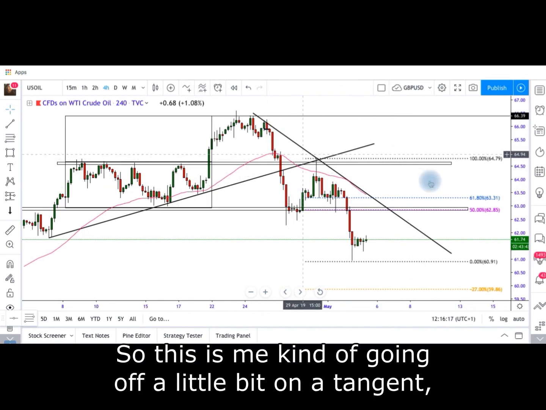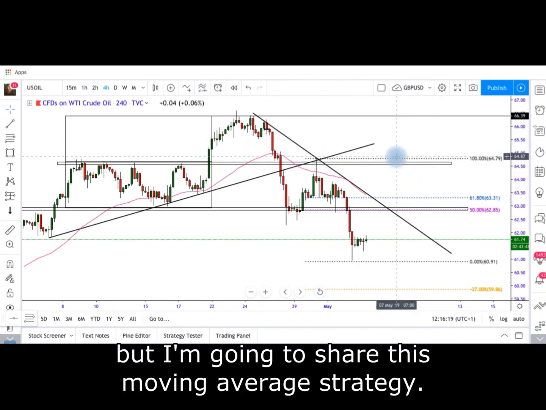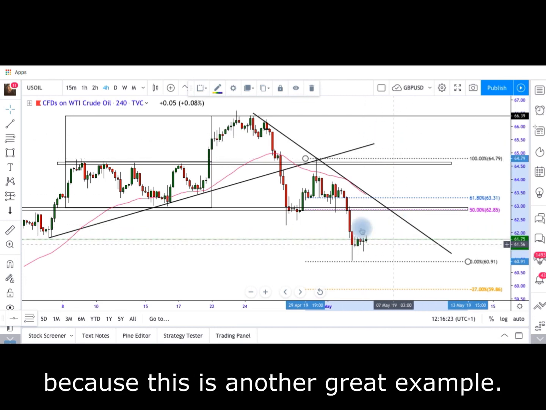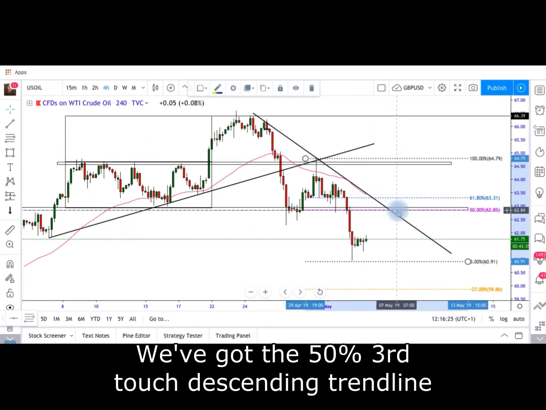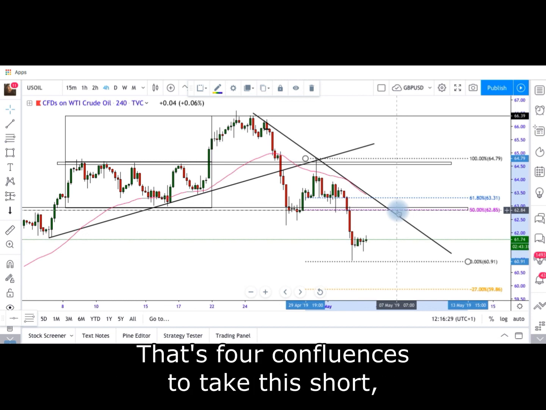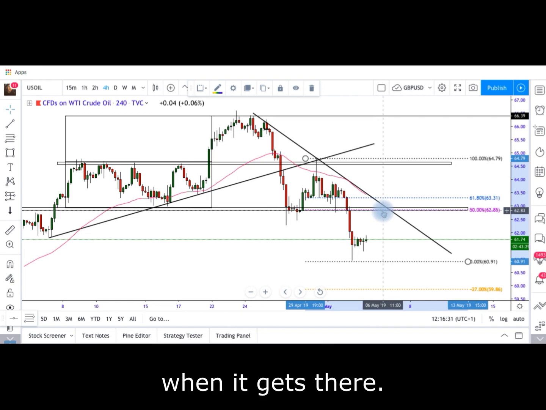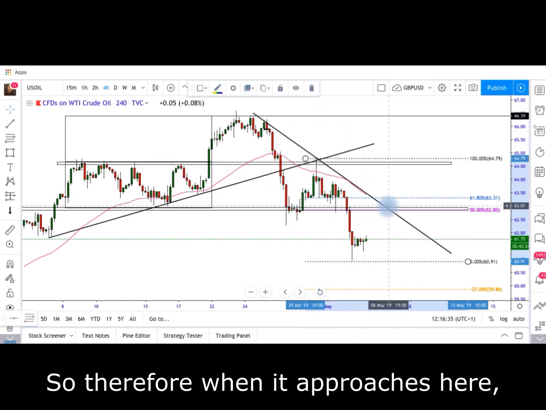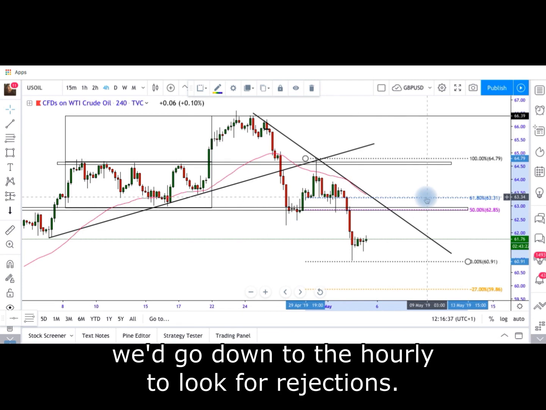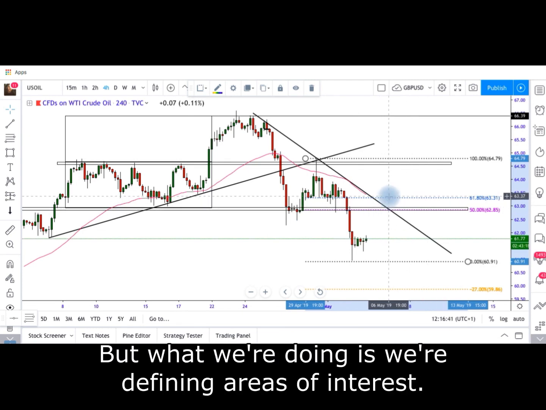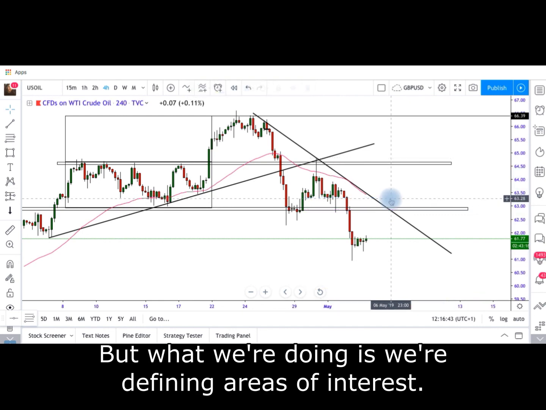So this is me kind of going off a little bit on a tangent, but I'm going to show this moving average strategy. But I thought I'd show you this as well, because this is another great example. We've got the 50%, third touch for trend line, 4-hour 50 EMA, previous market structure. That's 4 confidences to take this short when it gets here. We're identifying this on the 4-hour time frame, so therefore when it approaches here, we'd go down to the hourly to look for rejections. Now it might not go up there, it might not even get there, and that's okay. But what we're doing is we're defining areas of interest.